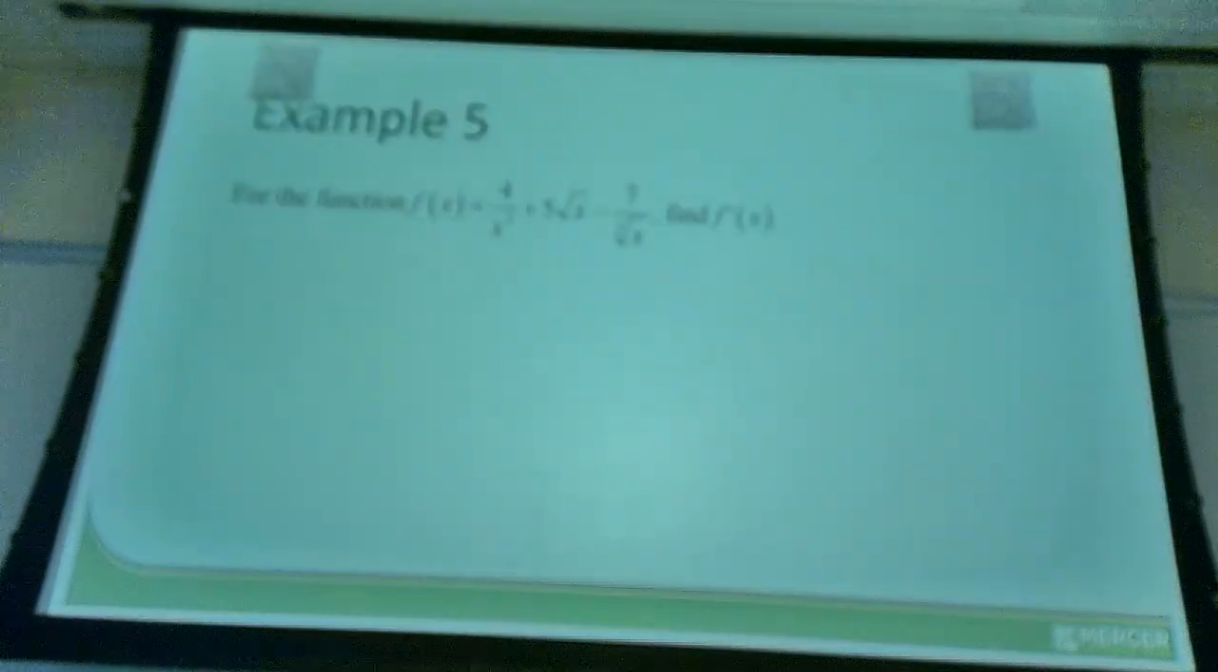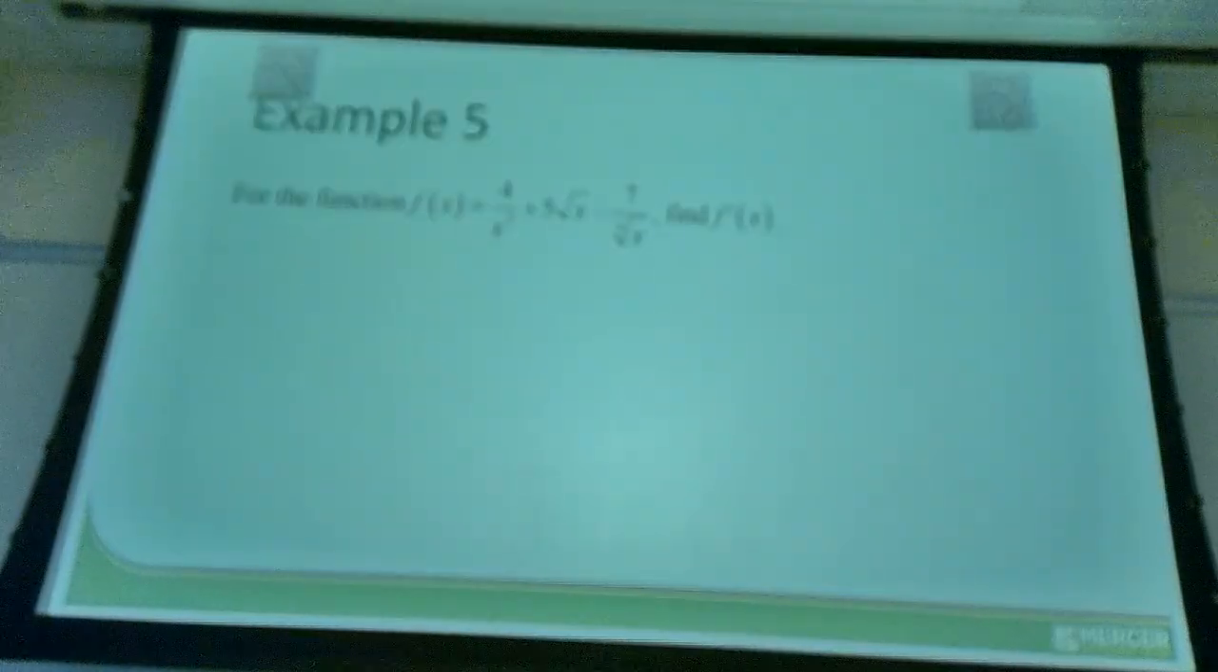Find f prime. So when you get really good at this, it won't take you long. Multiply by -3 at the top and subtract 1. So it would be -12 over x to the fourth, because it goes up, because it's in the denominator.